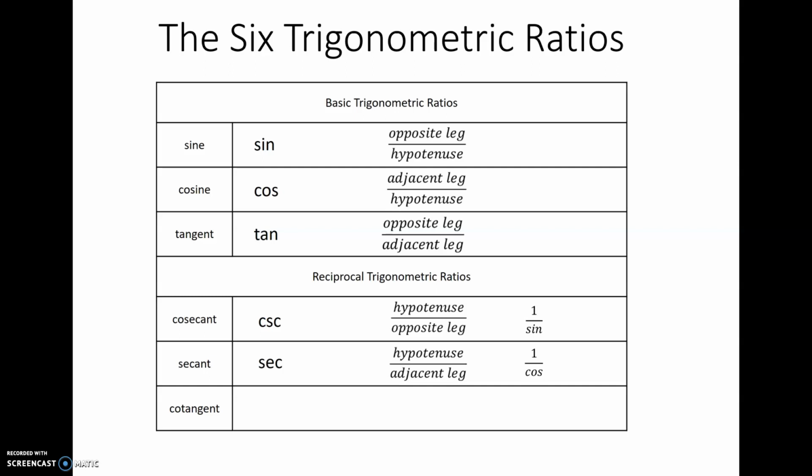Cotangent, pretty easy to remember that one. That one's going to be the reciprocal of tangent. Tangent is opposite leg over adjacent leg. Cotangent's going to be adjacent leg over opposite leg. And that's 1 over tangent, the reciprocal of tangent. And we abbreviate with COT. Might want to pause the video to get all that copied down in your notes.